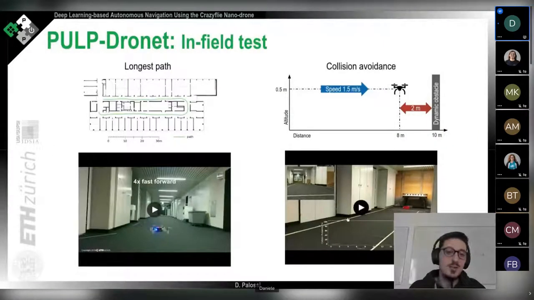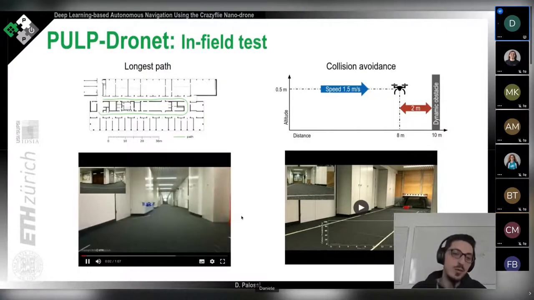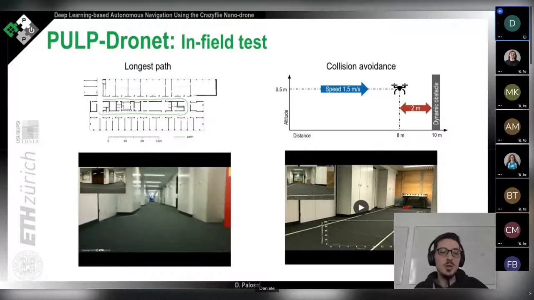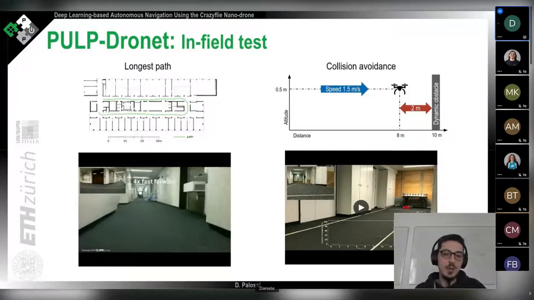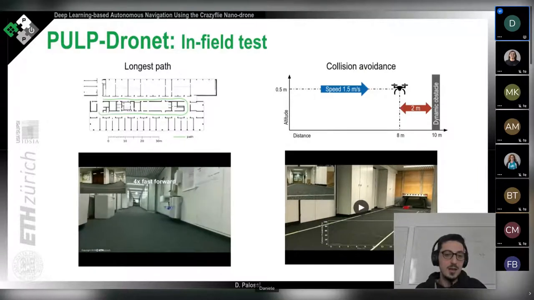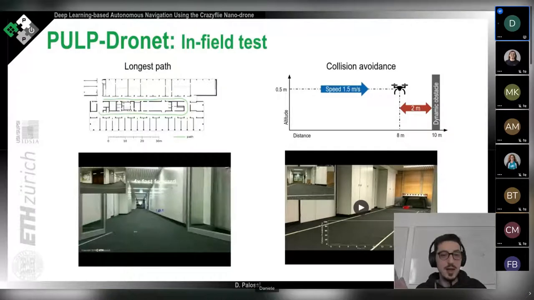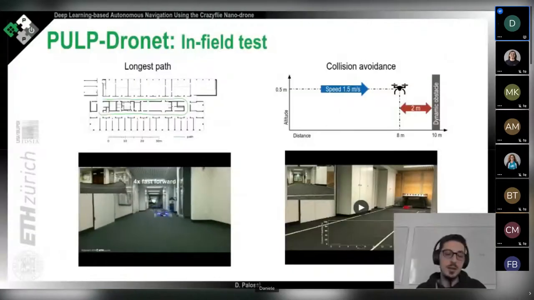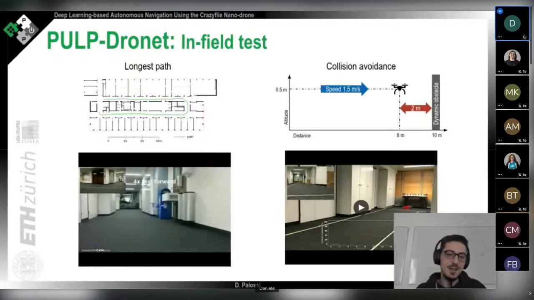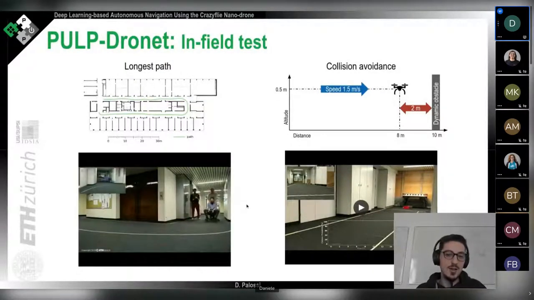Okay, let's move into the most interesting, probably, result part of this work. And we did two experiments. The first one was to assess the longest path that the drone was able to fly autonomously without any additional external help indoors. And we performed this more than 100 meters long path with a U-turn at the end of the corridor. This was in Zurich, at our university.